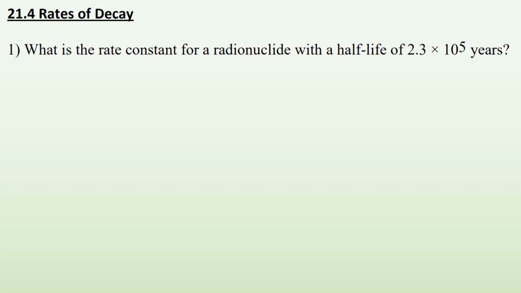Mr. Donahue here again. This time we're going to take a look at some practice problems for rates of decay. So number one, what is the rate constant for a radionuclide with a half-life of 2.3 times 10 to the 5th years? The first order kinetics equation is going to be the equation we use for radioactive decay, because radioactive decay follows first order kinetics.